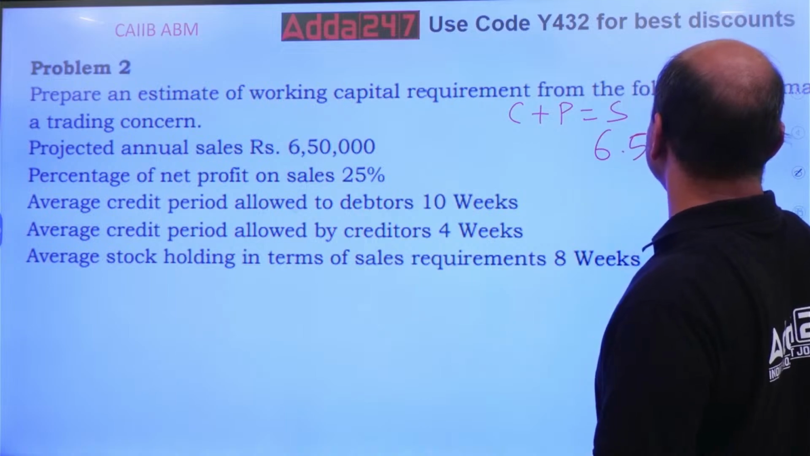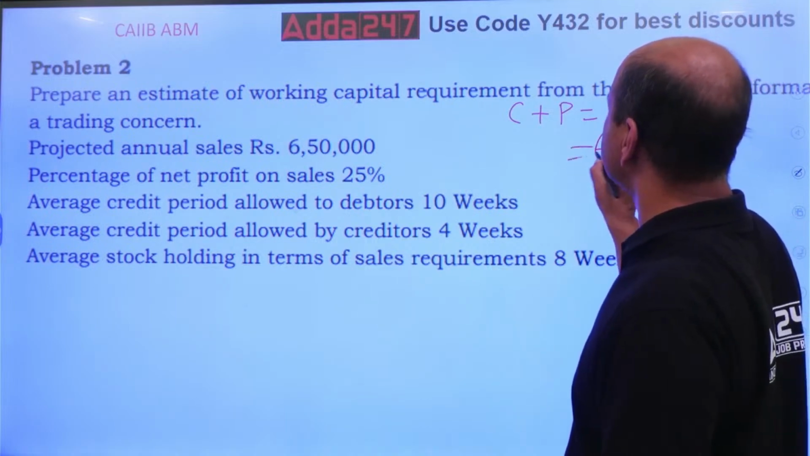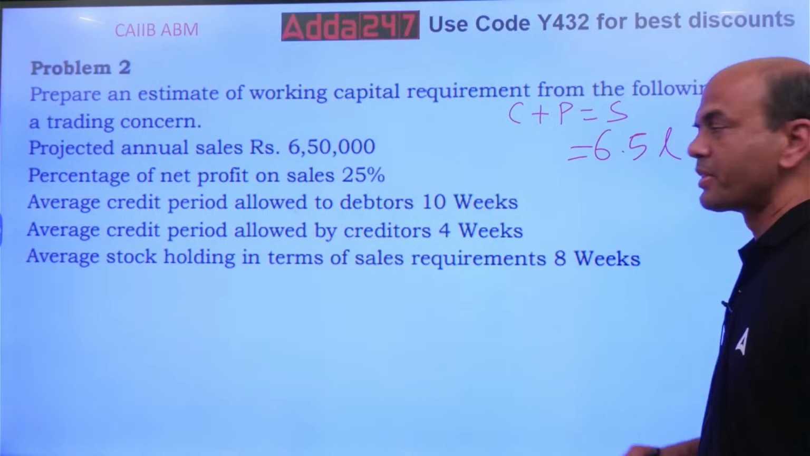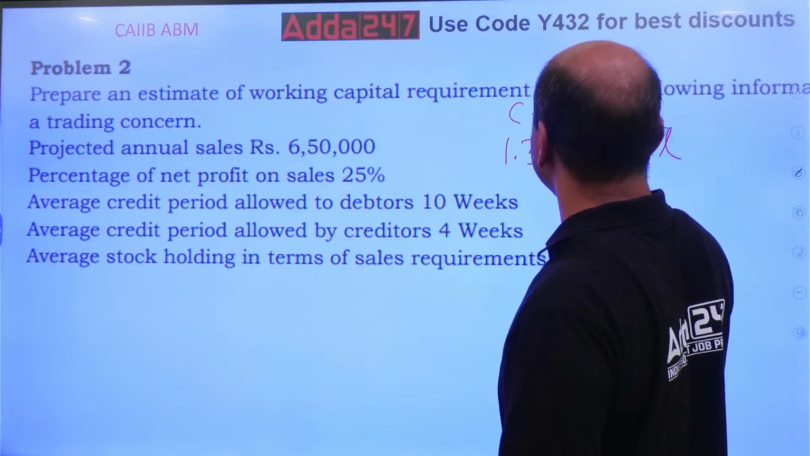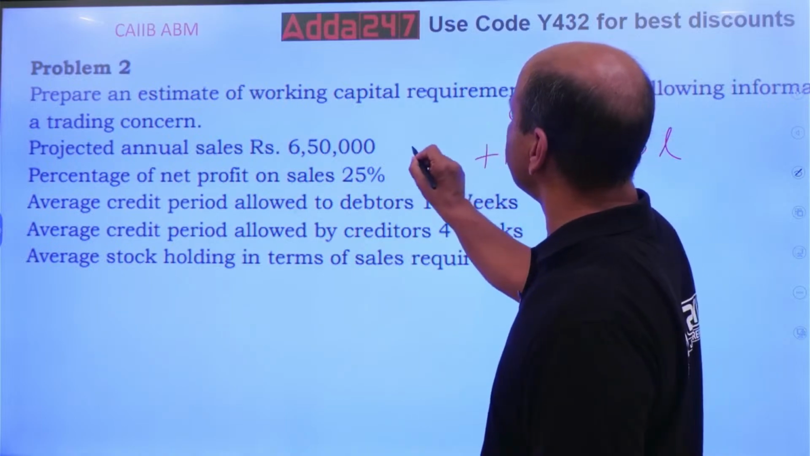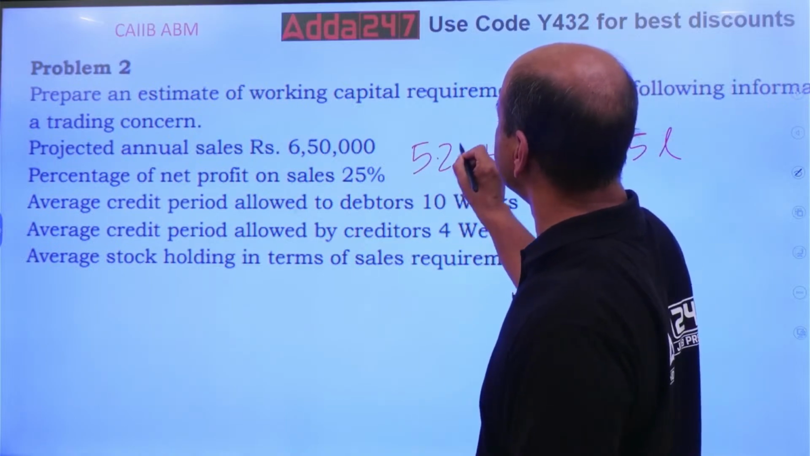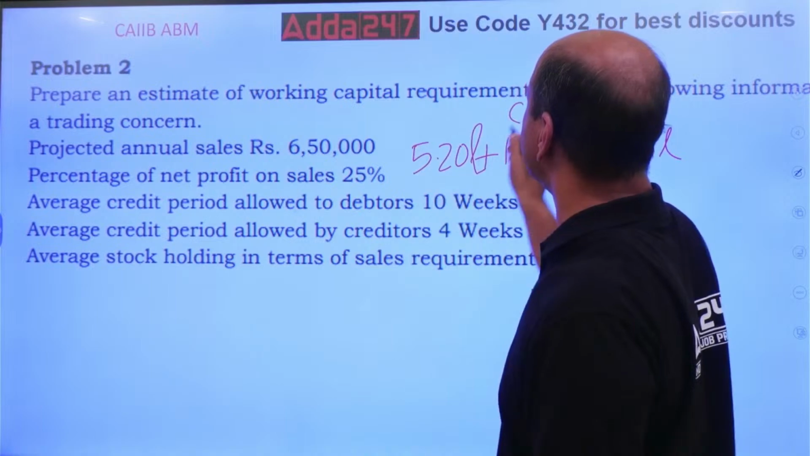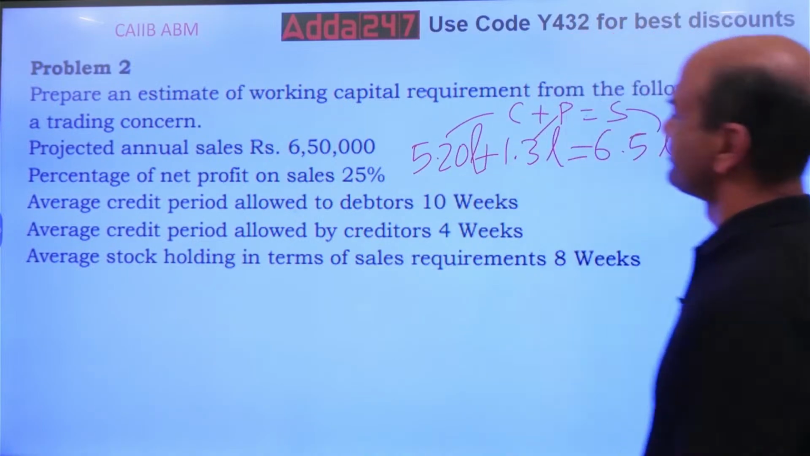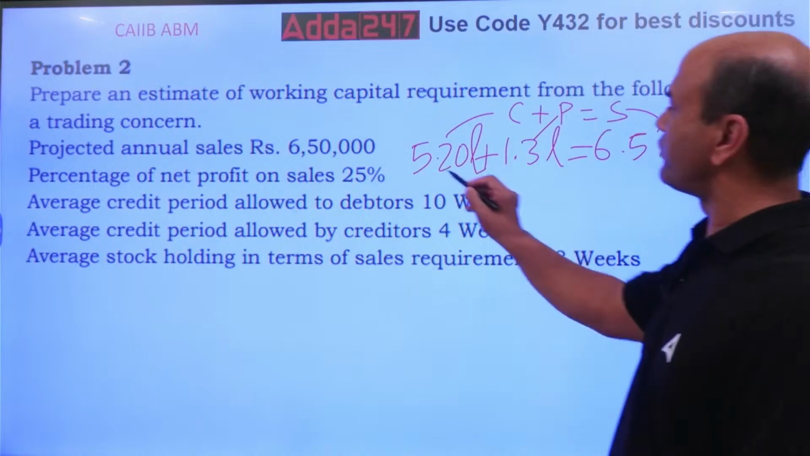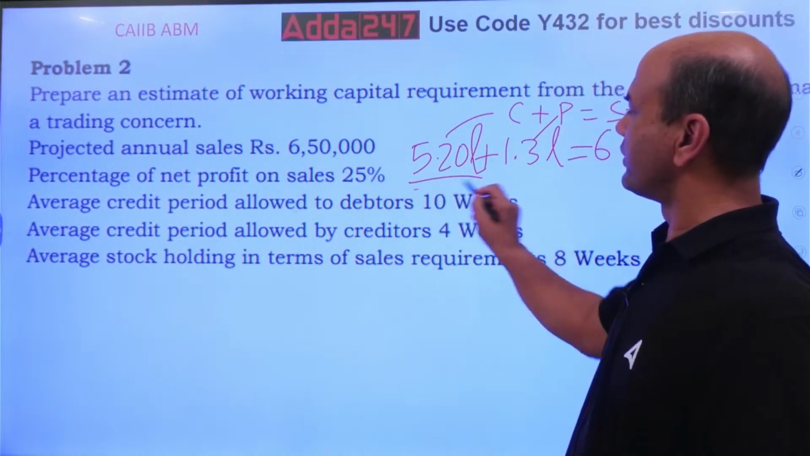6.5 lakhs. And the yearly profit is 25% of this. So 1,30,000, 1.30 lakhs, that is your profit. So what is the cost price? 5.20 lakhs. This is your cost price. So this is C, this is P, this is S. You want it at 5.20 lakhs. This is what is required.